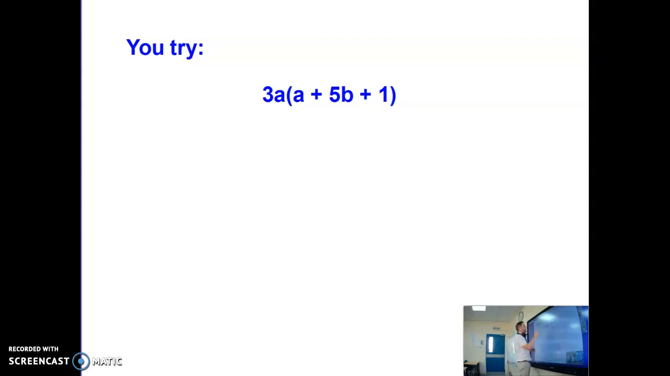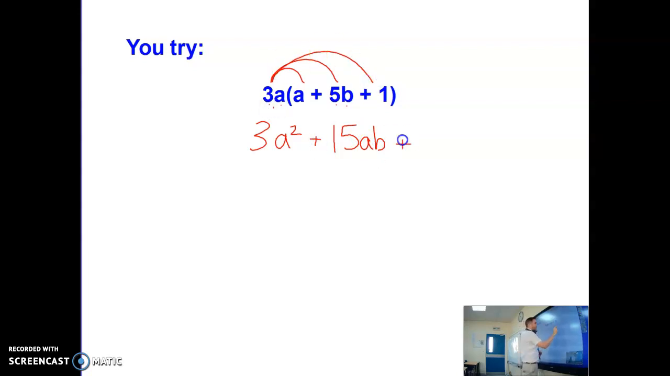And here we go. Here's your answer. 3a times a gives me 3a squared. 3a times 5b. 3 times 5 is 15. A times b, ab. Then I've got 3a times 1. Hey, this one's easy. 3a. And that is the answer.